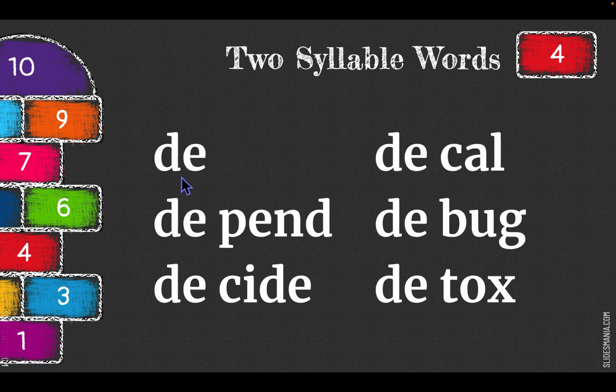Once again, we have the syllable de, and here are some more words with it. Depend, depend. Oh, we covered this word on the last slide. Decal, decal. A decal is like a big sticker. Debug, debug. Detox, detox.